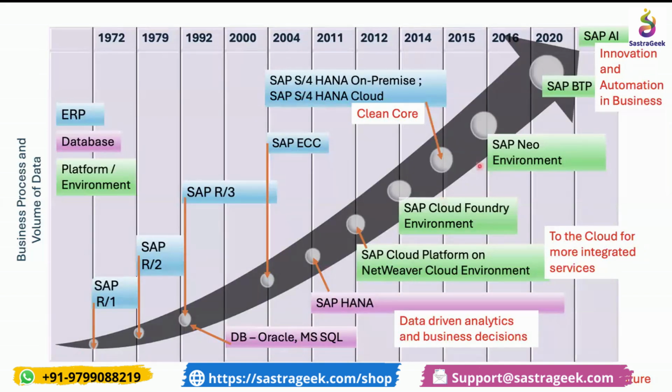The chart shows the level of complexities in the business process and the volume of data. So this keeps increasing. SAP comes with newer products to counter those challenges. In green, we'll see all the cloud-related innovations, the environment upgrades, the processes that SAP started to incorporate so that they can stay ahead of the game.